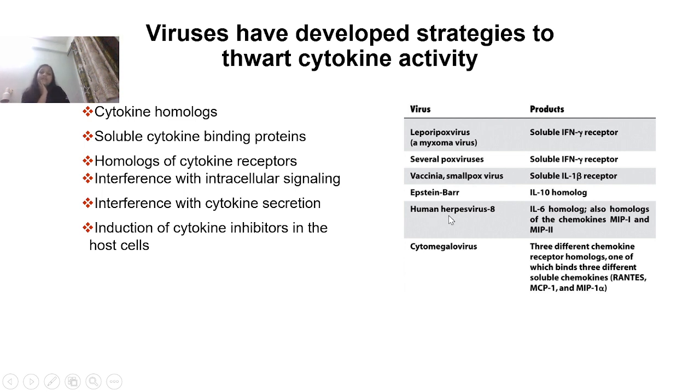Then this human herpes virus 8 will form an IL-6 homolog, also homologs of the chemokines MIP1 and MIP2. Then the cytomegalovirus will produce three different chemokine receptor homologs, one of which binds three different soluble chemokines like RANTES, MCP1, and MIP1 alpha. So you can see how smart these viruses are. They are developing different kinds of homologs or receptors so that they can bypass the activity of the cytokines.